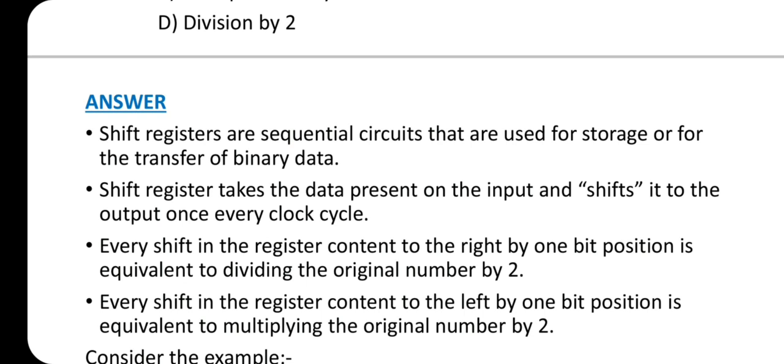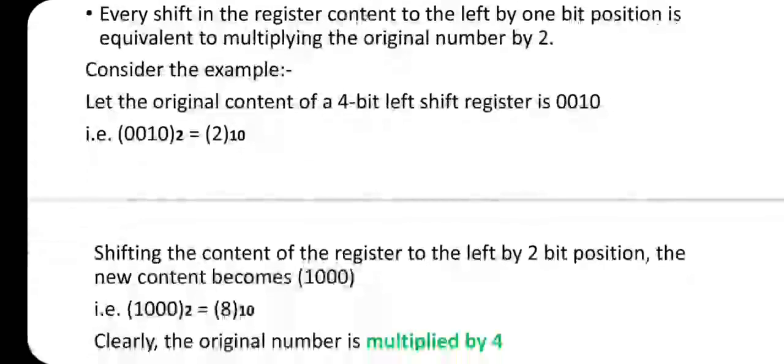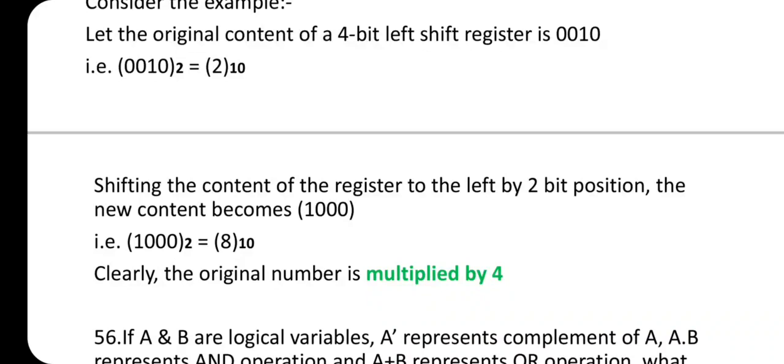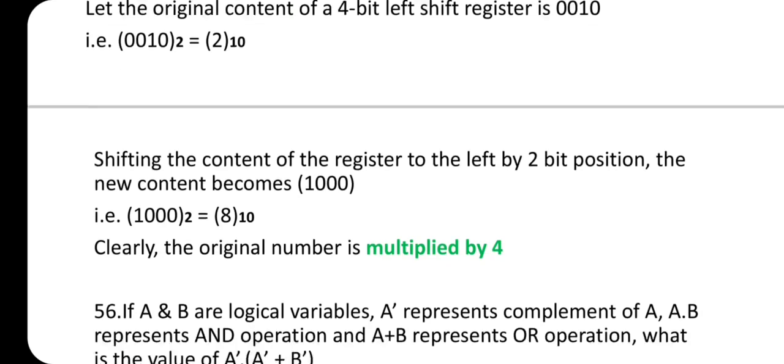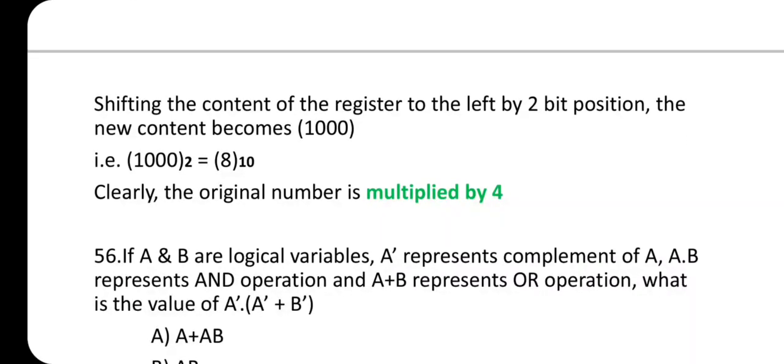Every shift in the register content to the right by 1 bit position is equivalent to dividing the original number by 2. Every shift in the register content to the left by 1 bit position is equivalent to multiplying the original number by 2. This is explained with the following example. Let the original content of a 4-bit left shift register be 0010, which is equal to 2 in decimal. Shifting the content of the register to the left by 2-bit positions, the new content becomes 1000, which is 8 in the decimal number system. Clearly, the original number is multiplied by 4.